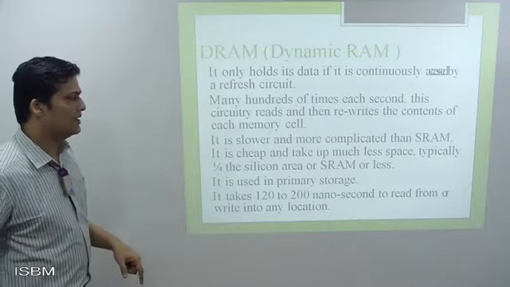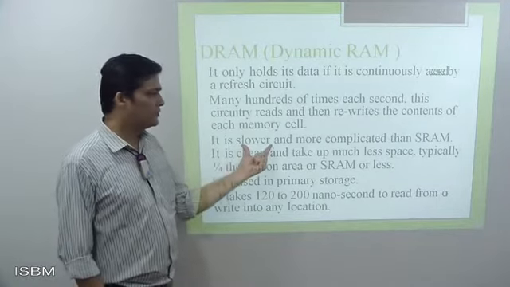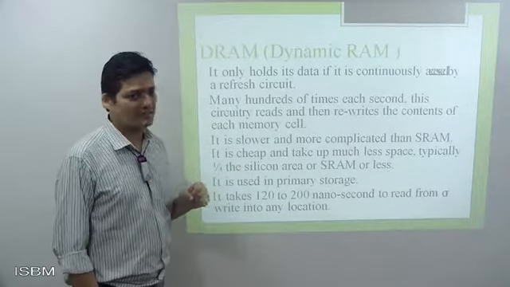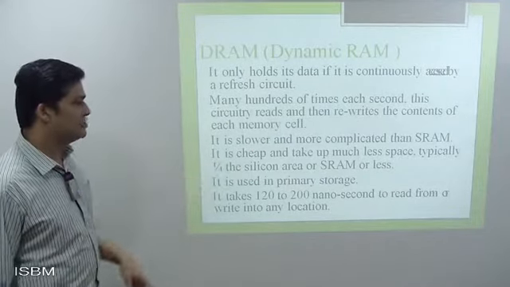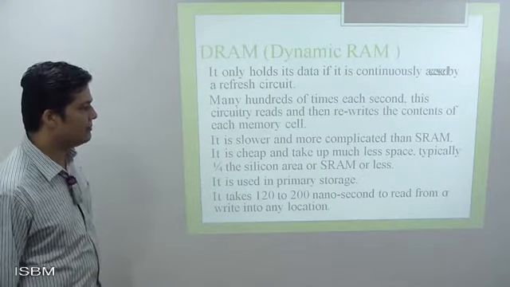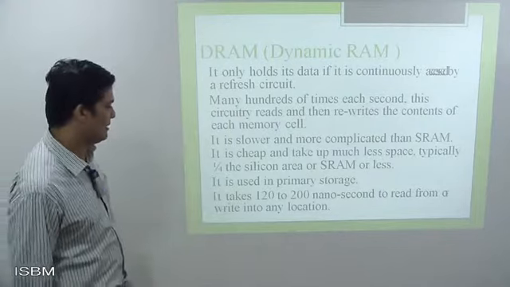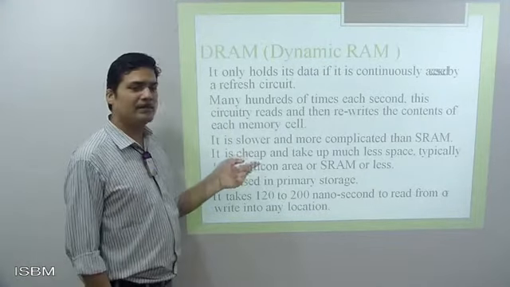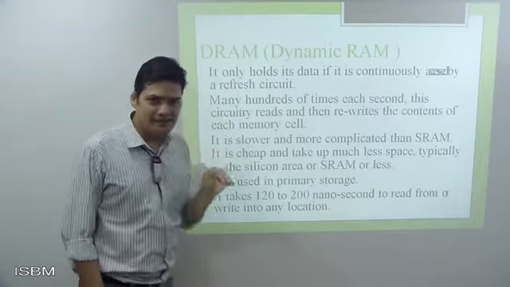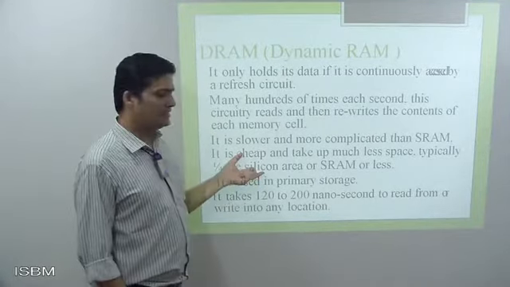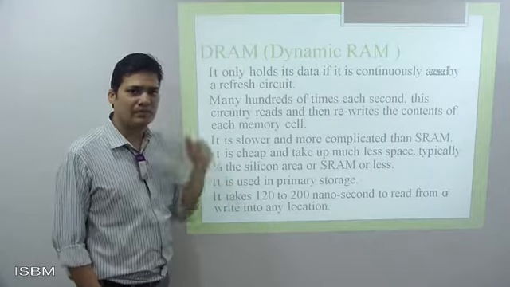Then it is slower and more complicated. We have seen it is slower as compared to the static RAM. It is cheap and takes up much less space, typically 1/4 of the silicon area of SRAM or less. So basically, if you compare, dynamic RAM is taking a very small amount of area as compared to the static RAM.